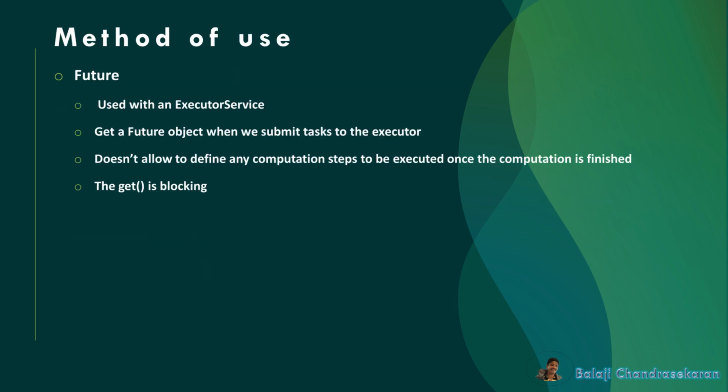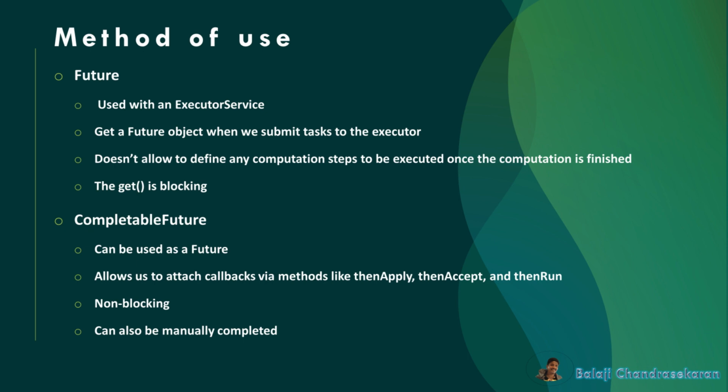Future is generally used with an executor service, and we get a Future object when we submit tasks to the executor. However, it doesn't allow us to define any computation steps to be executed once the computation is finished. The get method is blocking, which means it waits until the task is completed and can make the application less responsive.